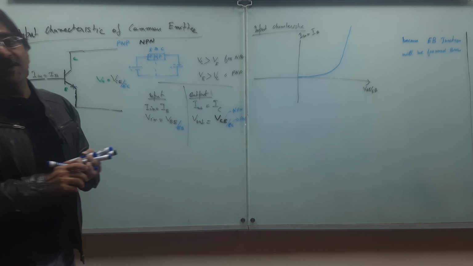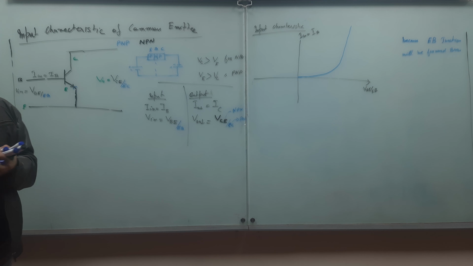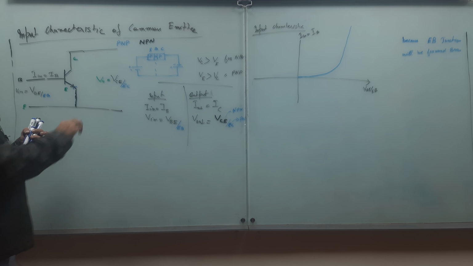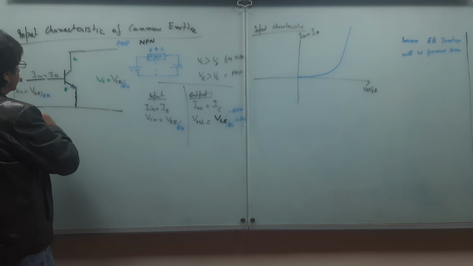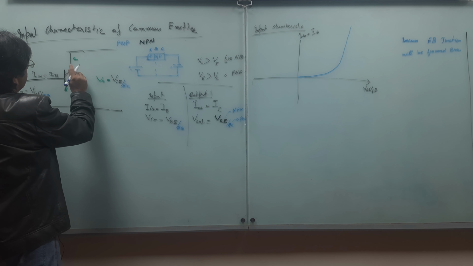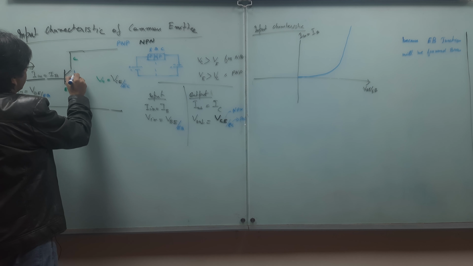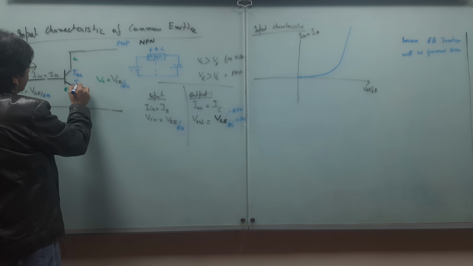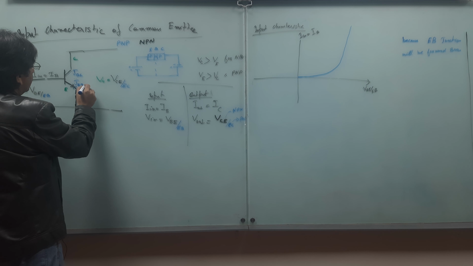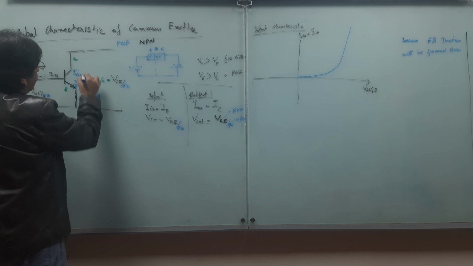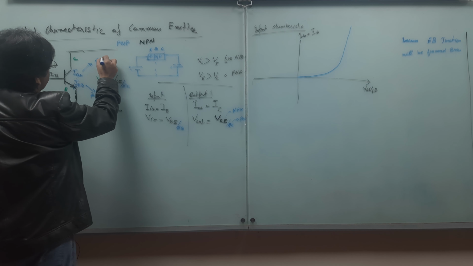Okay, so the EB junction will be forward biased. Okay, got it. Here is a junction. I have already explained this. Here is a junction. Yes. BC, and this junction will be... EB will be forward bias, and this will be reverse bias.